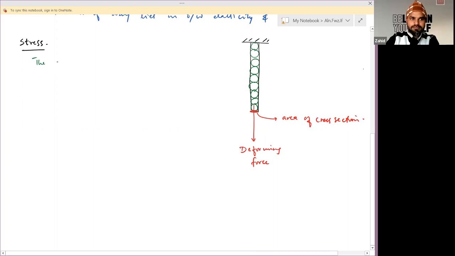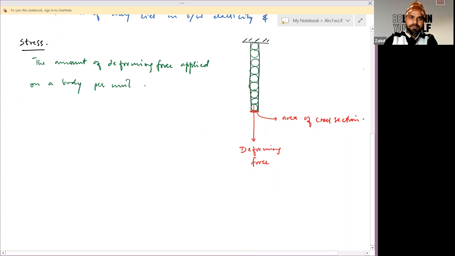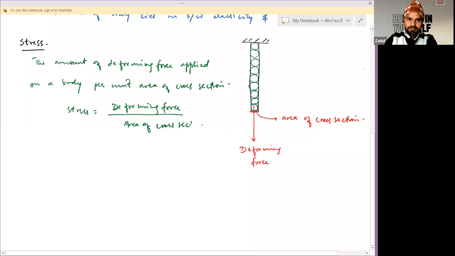So stress is the amount of deforming force applied on a body per unit area of cross section. So stress is deforming force divided by area of cross section. As force has unit Newton and area is in meter squared, its SI unit will be Newton per meter squared.